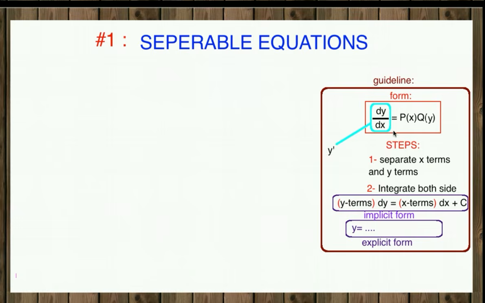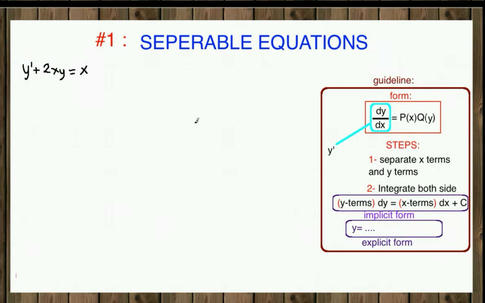Whenever we have the form dy/dx equals p(x) times q(y), this is our separable equation. Let's see a real example. Our example is y prime plus 2xy equals x.